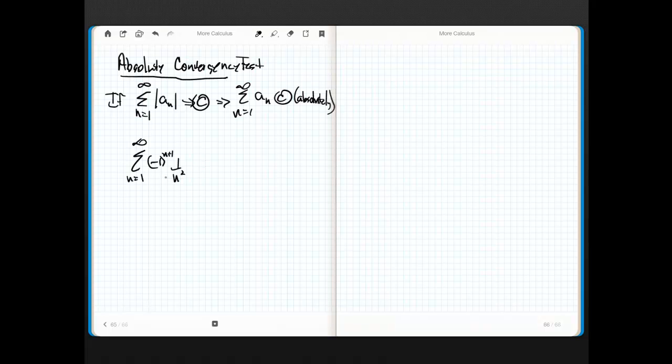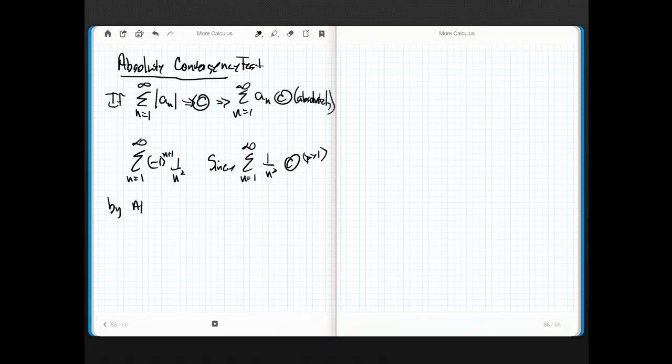Now, clearly this is an alternating series, so we could use the alternating series test. The problem is that alternating series tests can sometimes be a ginormous pain. So watch. Since I know that the sum as n goes from 1 to infinity of 1 over n squared converges. Why? How do I know that? Well, because it's a p-series, and I know that p is greater than 1.